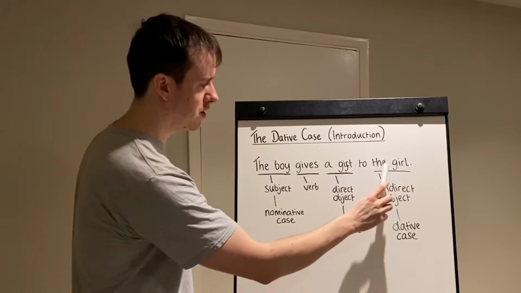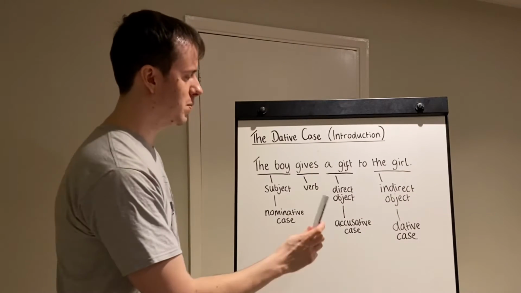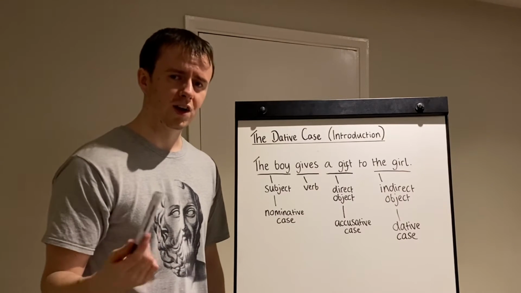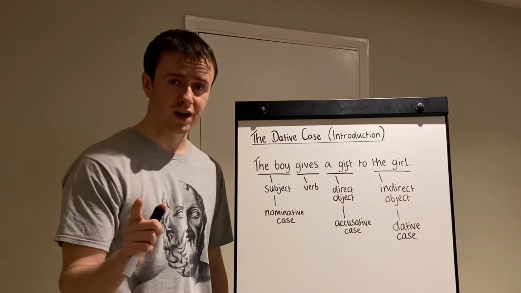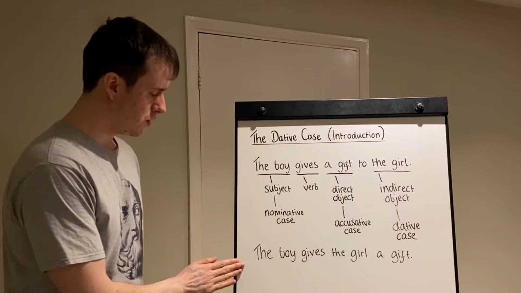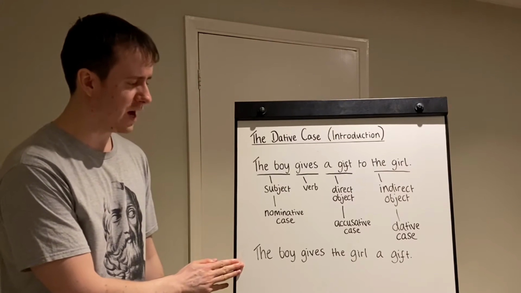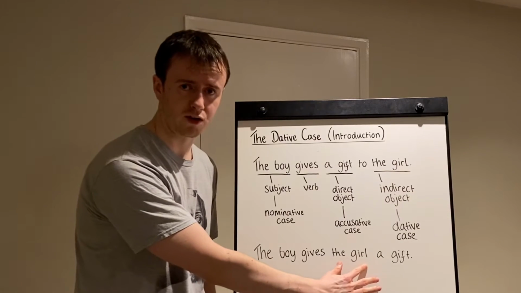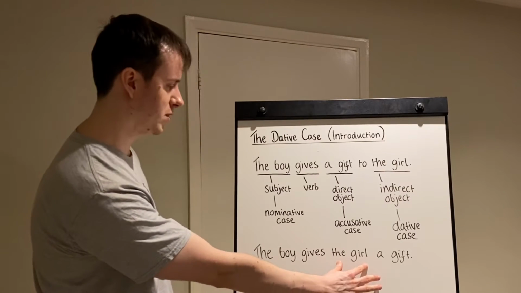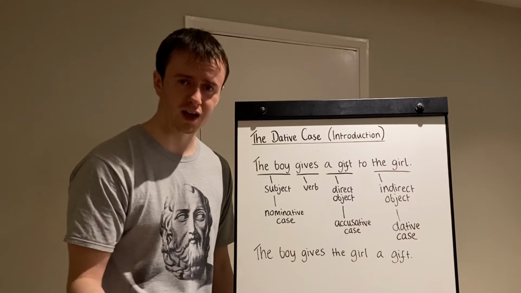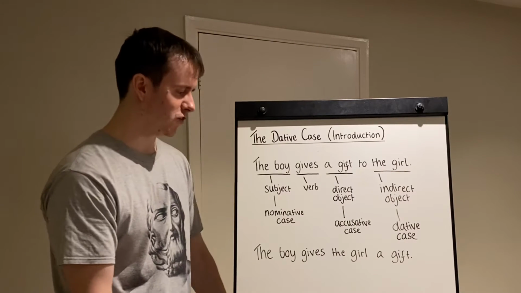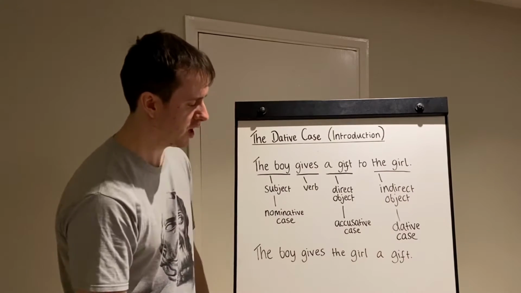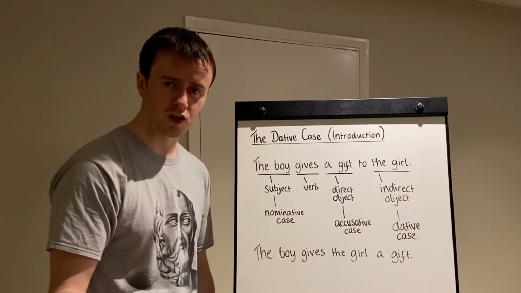If you put the indirect object, the girl, before the direct object, the gift, how would that look? You might have realised that it would look like this. The boy gives the girl a gift. In this example, the girl is still the indirect object because she's still the person to whom something is being given. However, in English, if we put the indirect object before the direct object, then we omit the word "to".